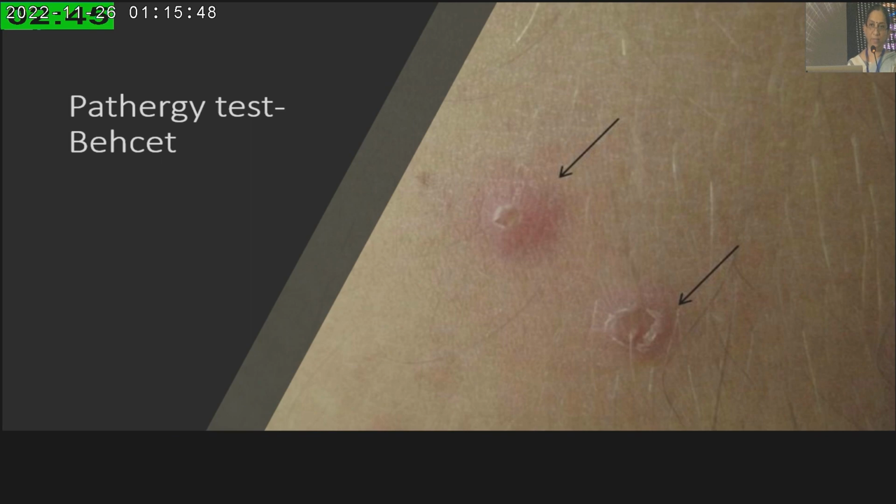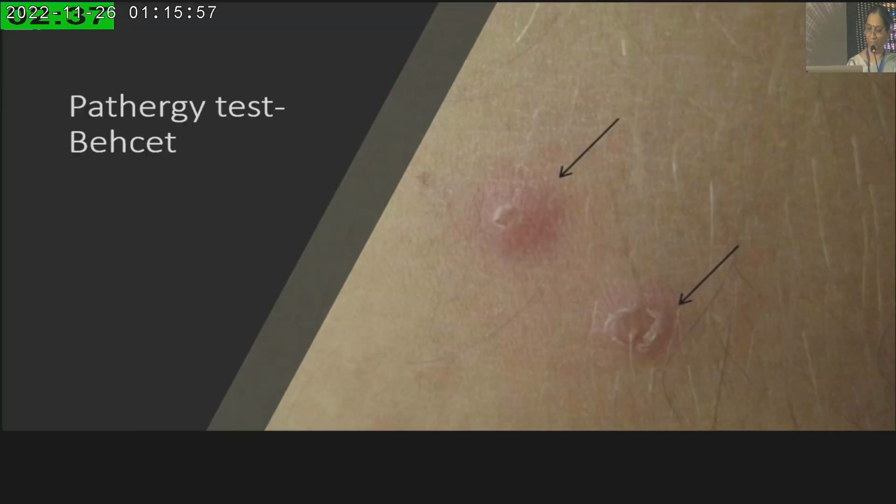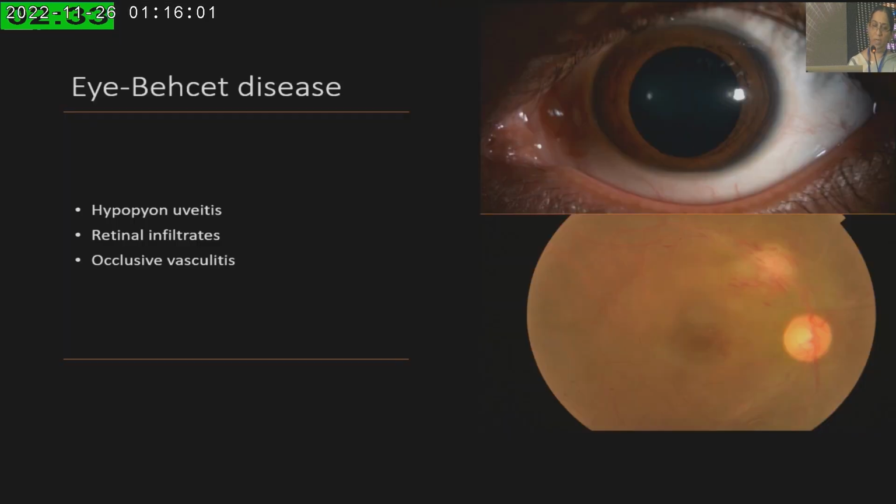They can also have skin changes like dermographism and a positive pathergy test, which is a papule or a pustule developing after intradermal needle prick. The eye involvement in Behçet's can take the form of a non-granulomatous anterior uveitis with a hypopyon, as you can see here. But again, what causes visual debility is when the posterior segment is involved in the form of retinal infiltrates and occlusive vasculitis.